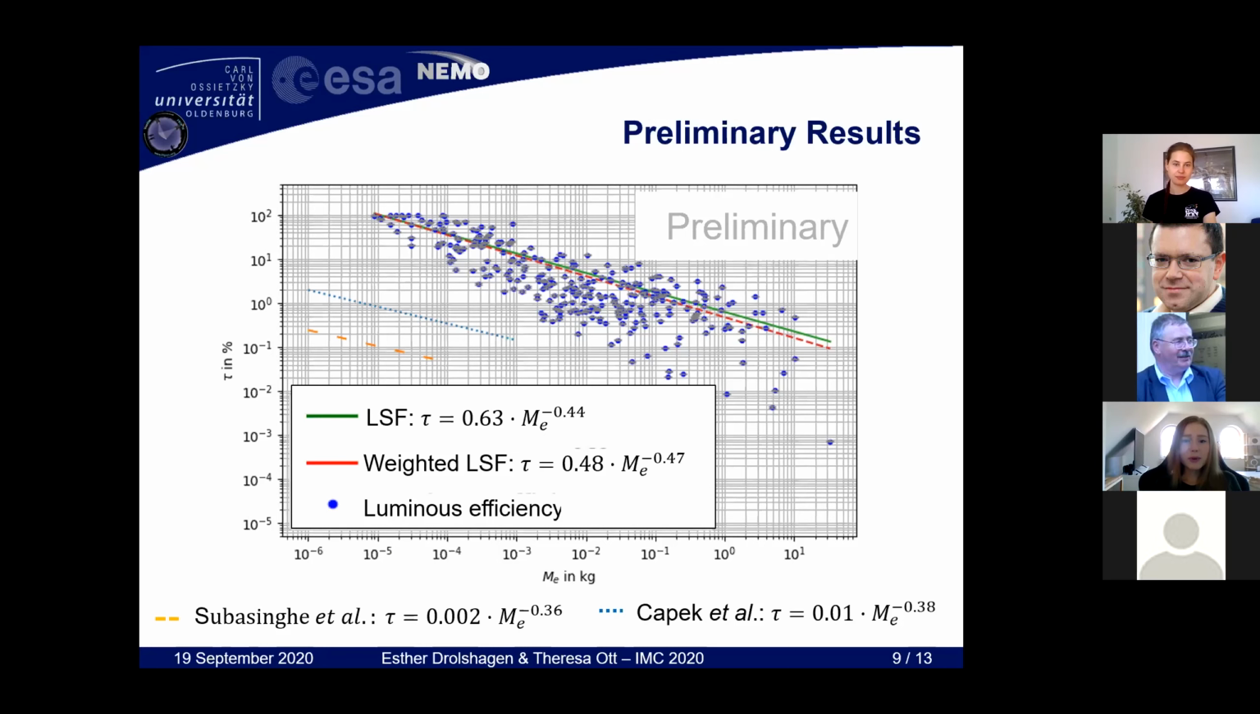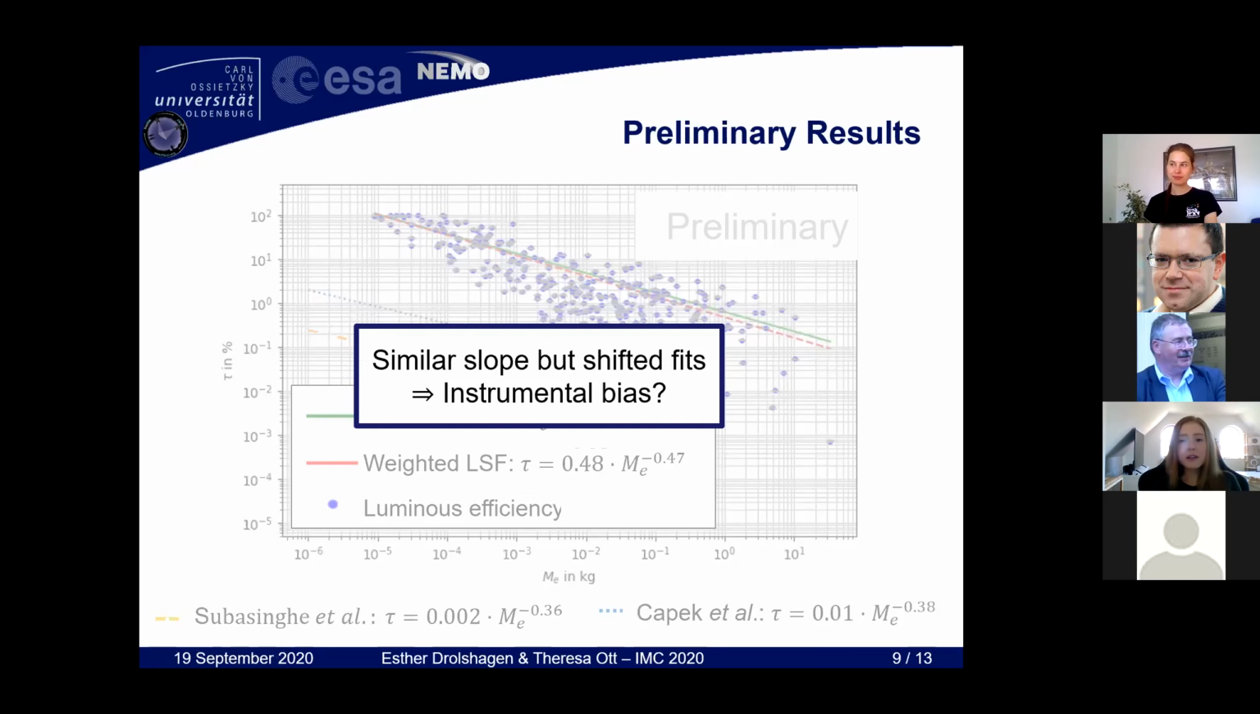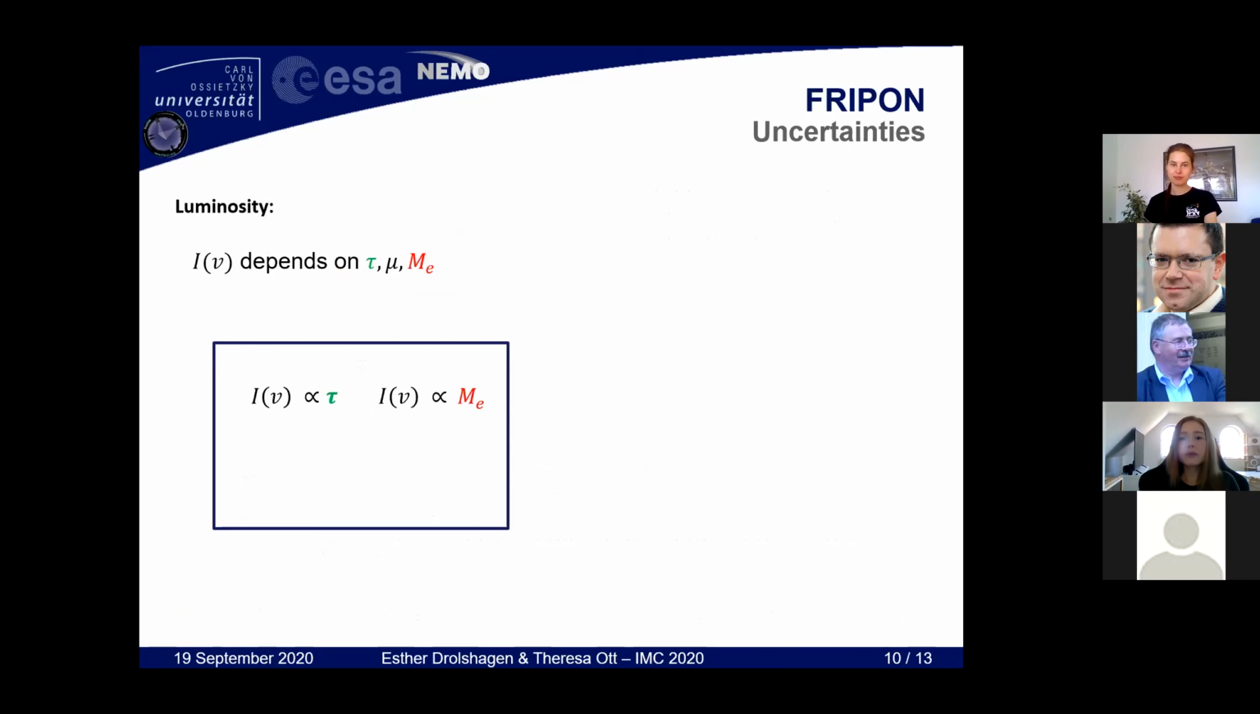You see the blue and the orange curve, which are some literature results, and you see the other two lines, which are some fits we applied through our data points. As you can see, we also see a dependency, and we have a similar slope. All of these works have similar slopes but shifted fits, so maybe there's an instrumental bias we see. Our results are much larger than the others.